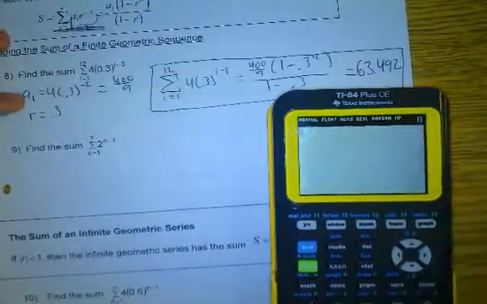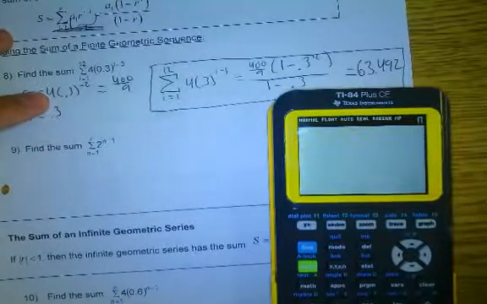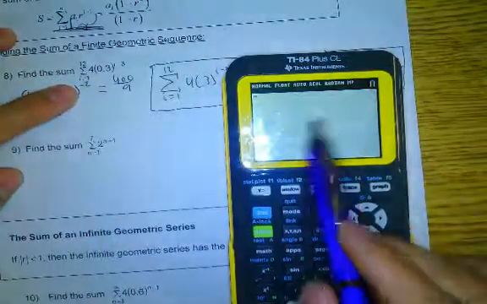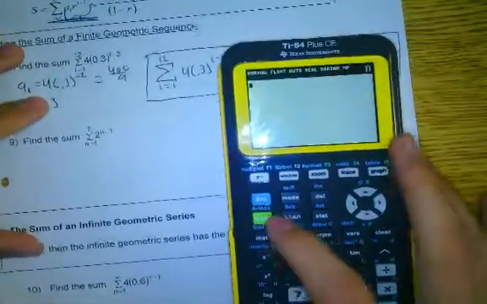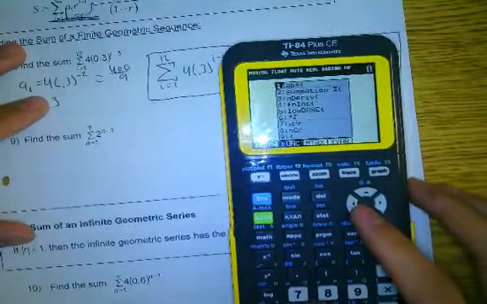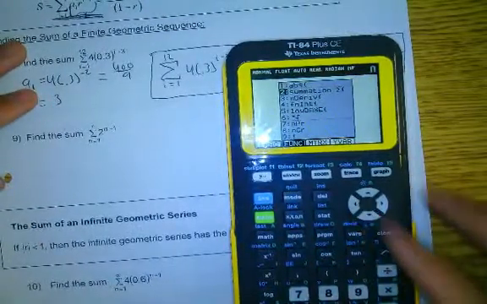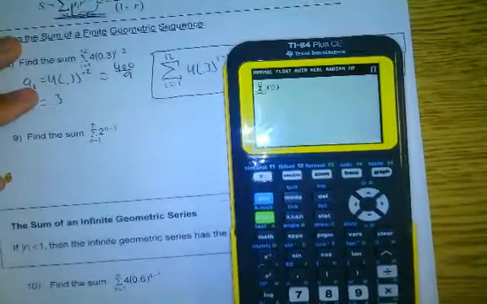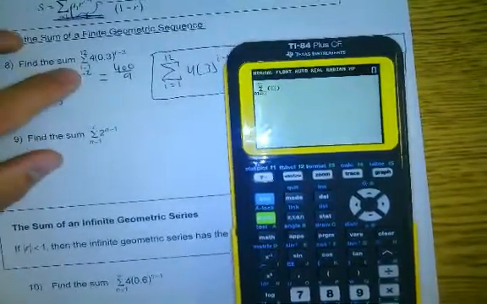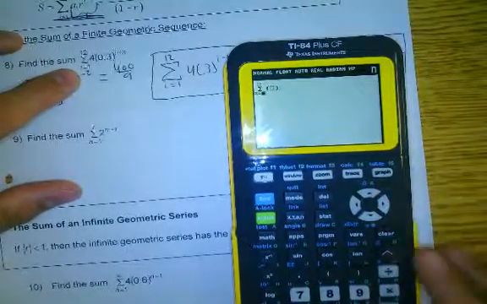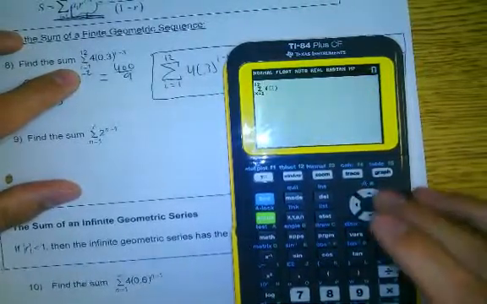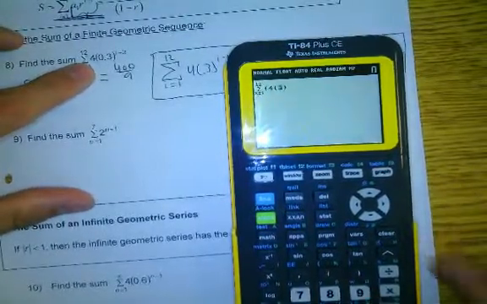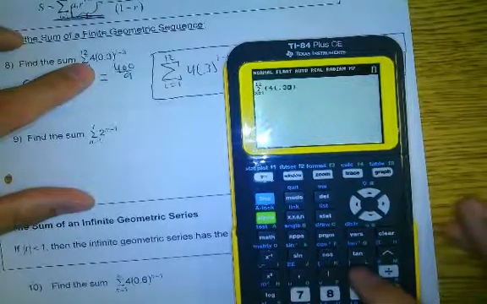If you hit, I believe it's alpha window, option number 2 says summation, hit enter, and it gives you those symbols. And all you're going to do is plug in what you know. Well, you just switch the variable from i to x, so x is 1, and goes to 12, and type in your actual expression. So 4 times 0.3, close your parentheses, raised to the x minus 3, hit enter, and we get that, which matches what we got over here, correct?